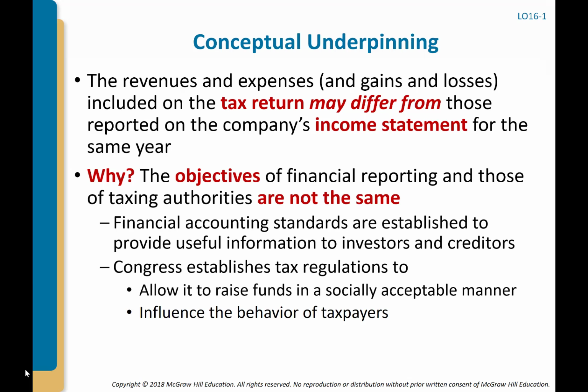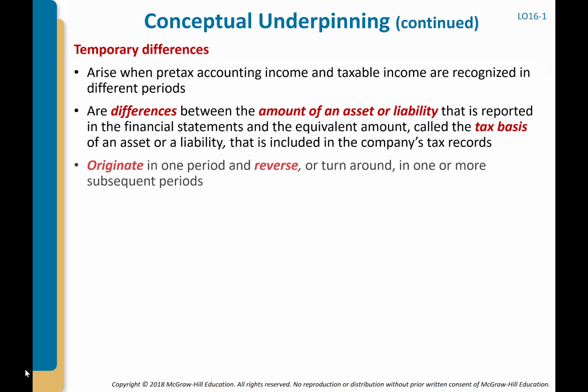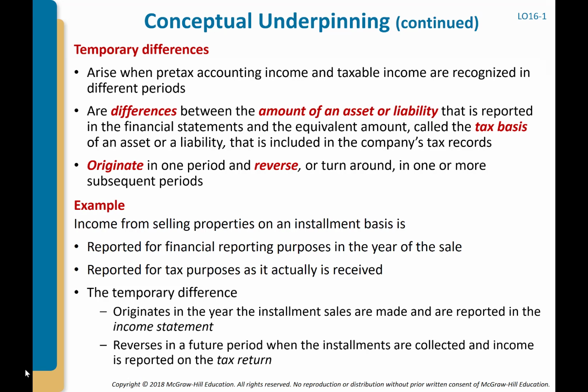Okay? All right. So let's go ahead and take a look at the conceptual underpinning, which I really have already talked about. I probably should have had this slide up before, in that we have differences between our book income and our tax income, right? And those differences will give rise to a deferred tax liability or deferred tax asset, okay? And so we're going to look at some terminology here, which is temporary difference. A temporary difference is a difference that originates in one year and then reverses in a later year.